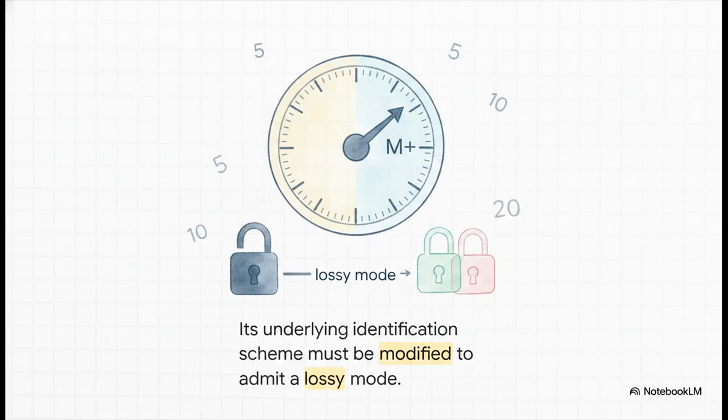However, original Dilithium doesn't naturally possess a lossy mode. So to make it definitively quantum-proof in the QROM, using our new framework, we actually have to modify its parameters. We have to increase the size of the modulus so that the underlying ring allows all small elements to be invertible, granting it that absolutely crucial lossy mode.